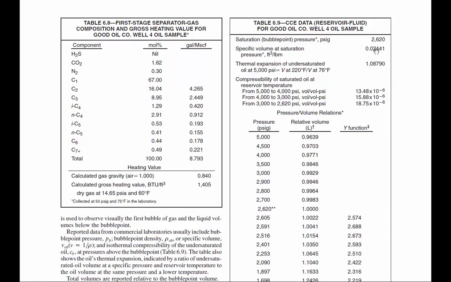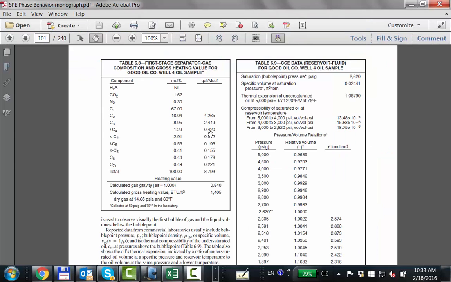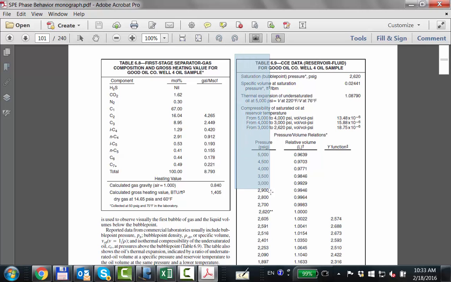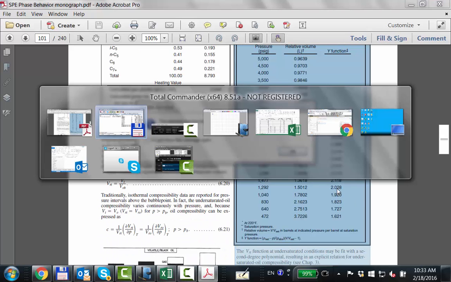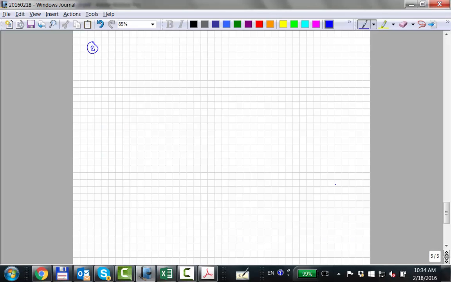Specific volume, that's the inverse of density, cubic feet per pound mass. So that's, I guess I can just copy this in. Notes.